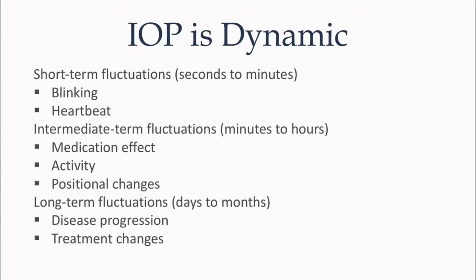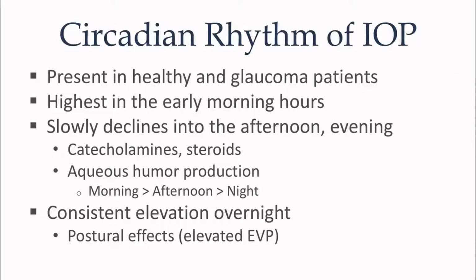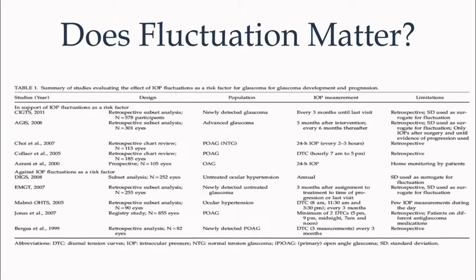Long-term fluctuations include disease progression and treatment changes. If you're doing a trabeculectomy, for example, that can make your pressure fluctuate over the long term. Circadian rhythms are present in healthy and glaucomatous patients. We know that there's always a rise and decrease of your pressure throughout the day. The highest is usually in the early morning hours. It can slowly decline over time, and it might be due to different hormonal effects in the body. Aqueous humor production is different throughout the day. It's going to be in the morning greater than the afternoon, which is greater than nighttime. And there's a consistent elevation overnight, some of it due to the postural effect of just laying down on your back.